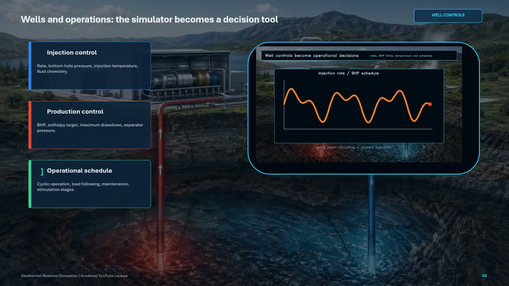For example, a high injection rate may increase energy extraction but also raise pressure and induce seismicity risk. A lower injection temperature may improve heat recovery but accelerate thermal stress changes. The simulator allows us to compare strategies and choose a schedule that balances energy, safety, and long-term sustainability.